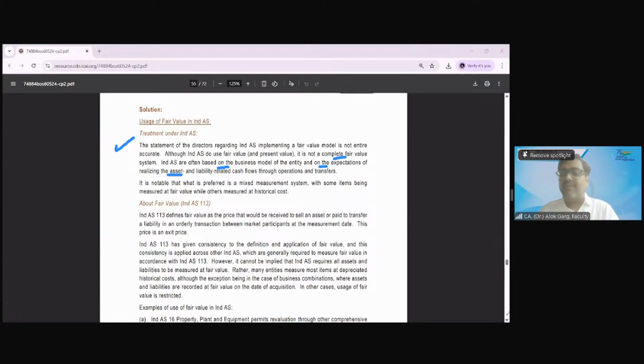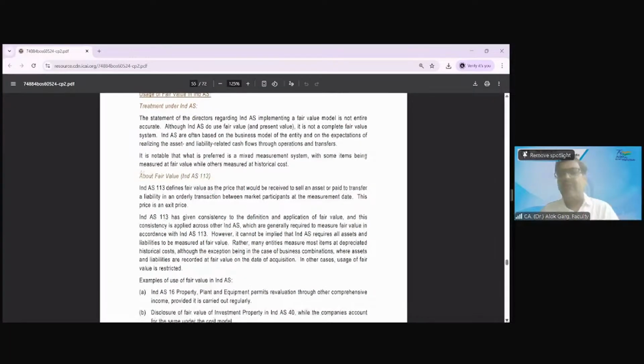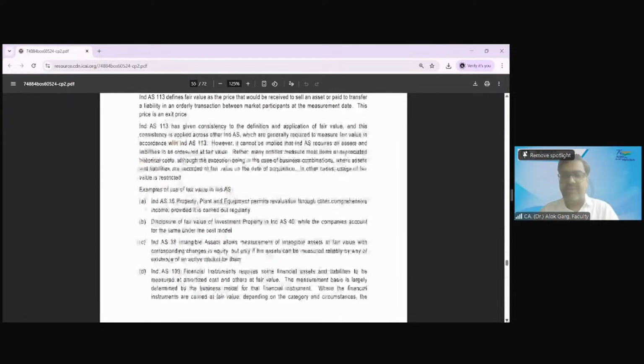Then the framework has given you the definition of fair value, etc. In your answer it is not required, right? In Ind AS 113, you can only give the definition, okay? And then the framework has given you the examples. In this question, the examples have been given. For example, Ind AS talks about the revaluation model. Fair value of investment property is not allowed. Ind AS 38 allows cost and revaluation model. Ind AS 109 financial instruments allows fair value model.